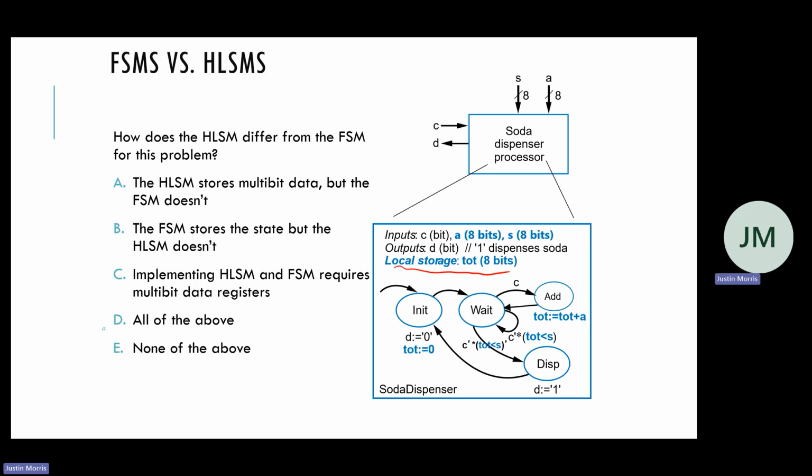Do we have states in the high-level state machine? Yes. And we for sure know that we have states in the finite state machine, so this isn't right, right? And implementing high-level state machine and finite state machine requires these multi-bit data registers. Finite state machines do not have multi-bit data registers. We have single-bit state registers, right? We don't have any way of storing real data.